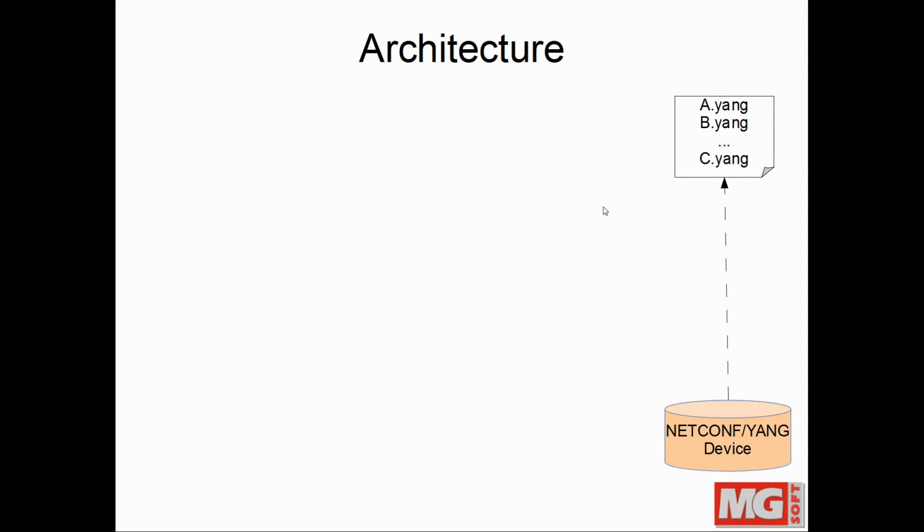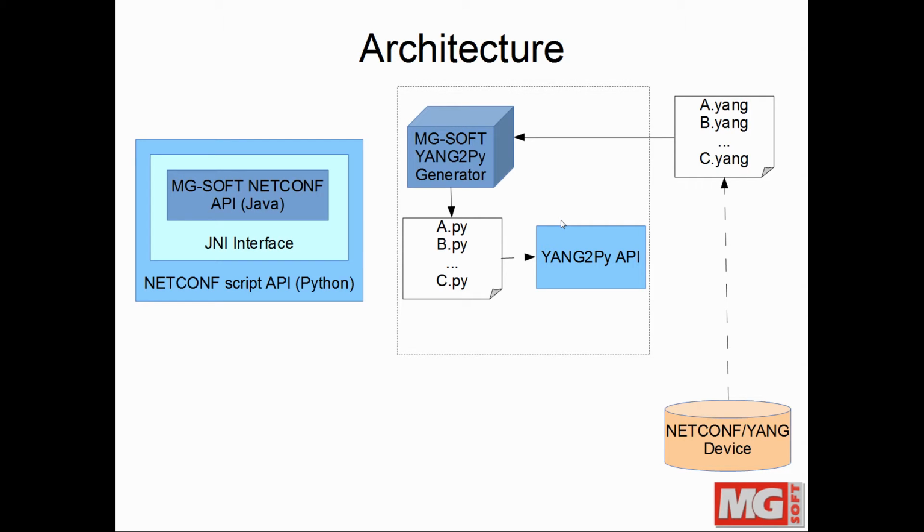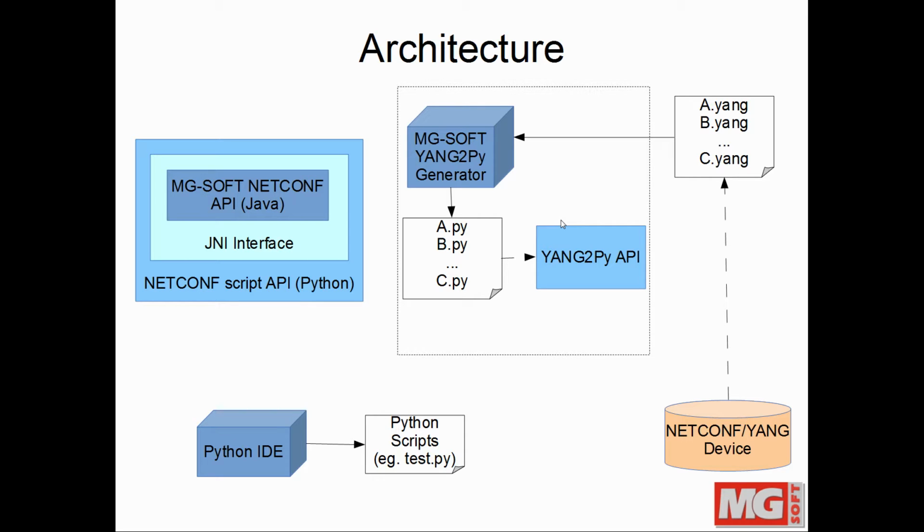Here I'm going to show you a diagram of the system's overall architecture. The YANG files and the device are provided by the vendor. MG-SOFT provides the YANG2PY API and the Netconf Script API. You then use a Python IDE or a similar tool to create Python scripts that utilize the two APIs to manipulate a Netconf device. This was a quick overview of the system. We will now go through the examples.